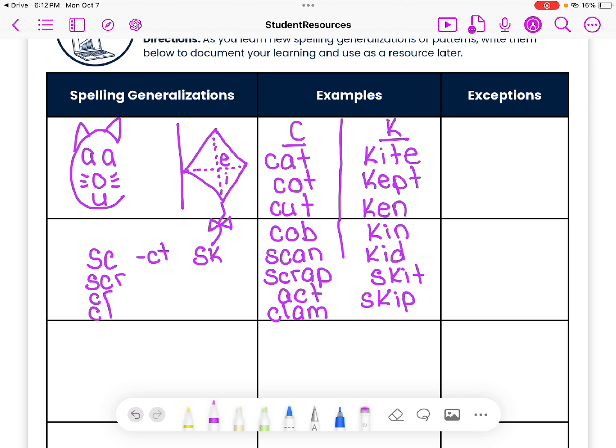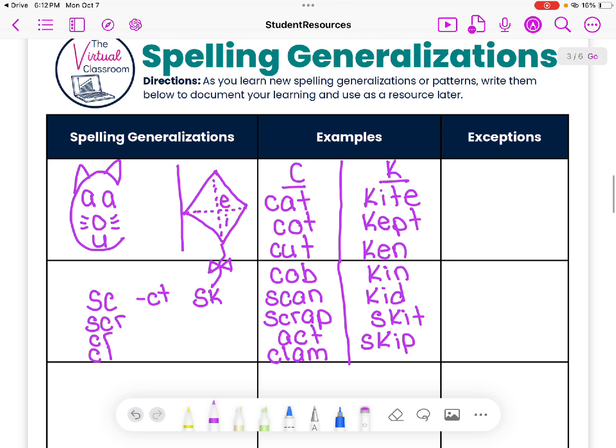Now, I don't like using the word rules. I usually refer to these as generalizations or spelling patterns because there are usually some exceptions. Some exceptions to this rule include the words skunk, skate, and skull. Can you think of any more?